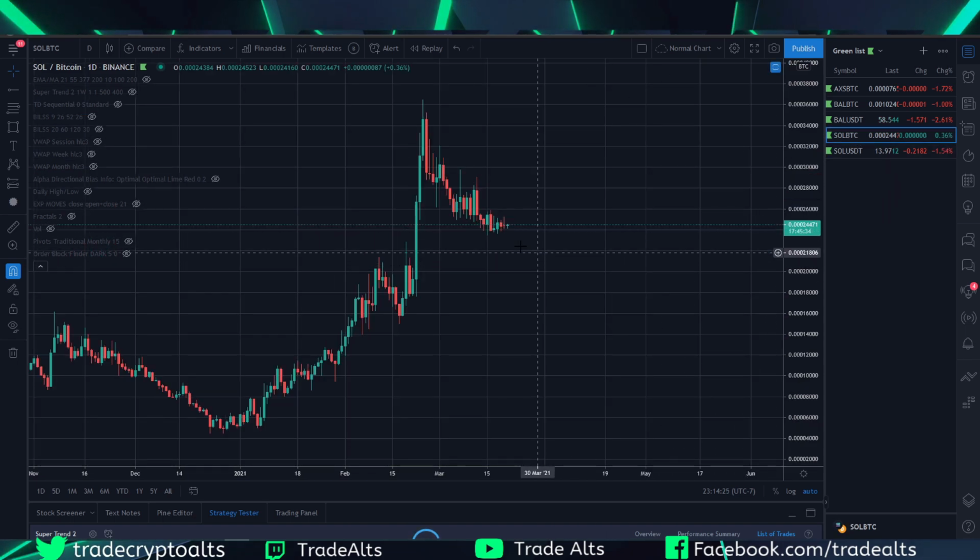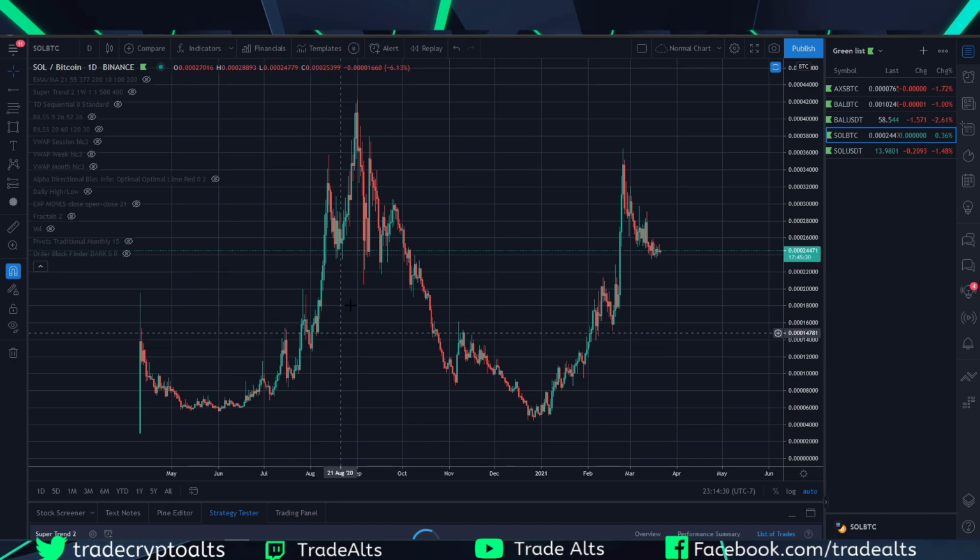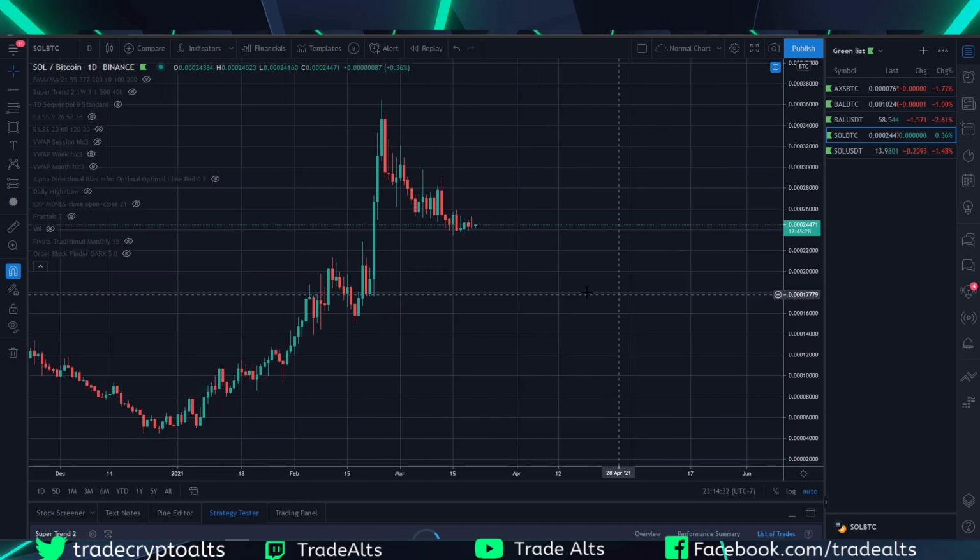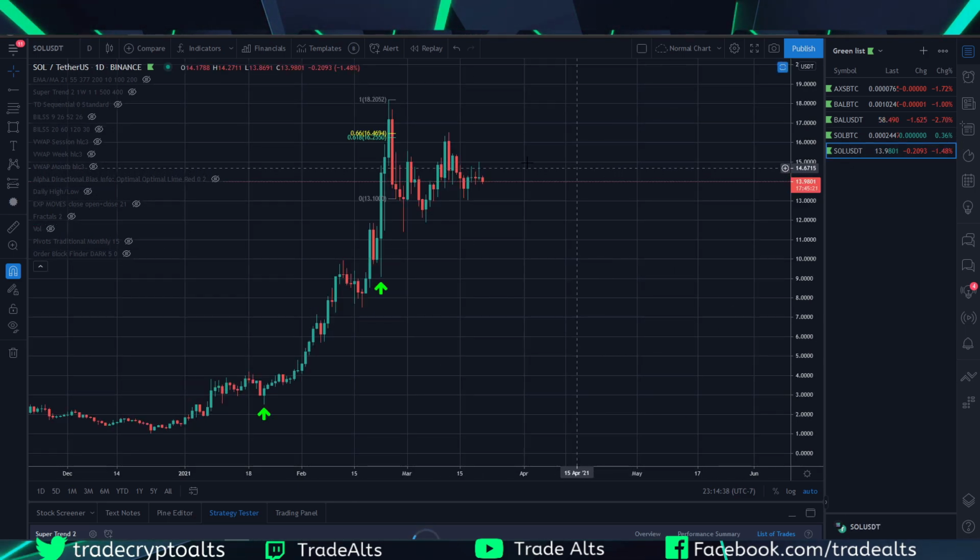So let's go to the last one. This is Solana. Blank chart. This is Solana versus Bitcoin. I'm just curious. I actually haven't charted the Bitcoin pairing, apparently, somehow. Let me go back here. I did chart this.